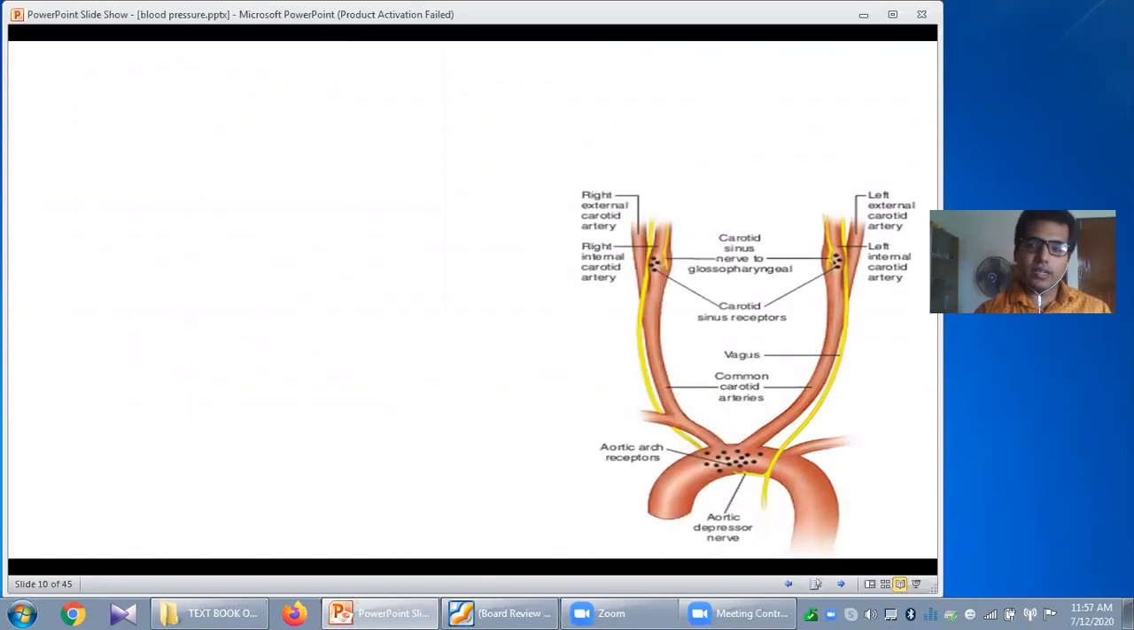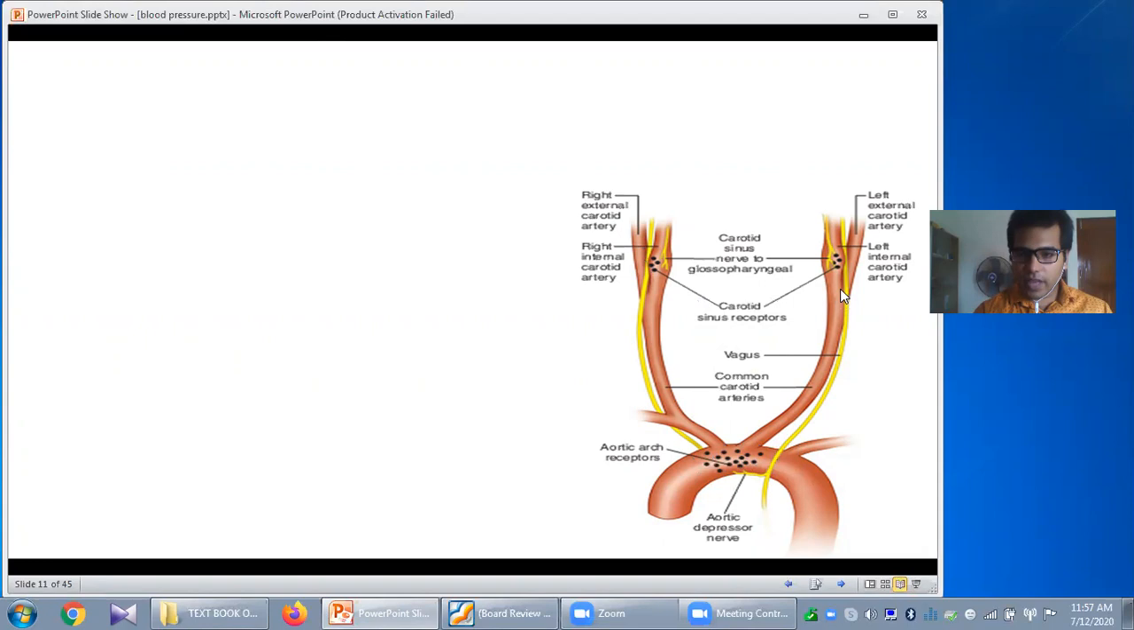Let's see the distribution of the baroreceptors in detail. In this figure, you can see the arch of the aorta, and here is the aortic sinus. It is a little dilated area, and its wall contains the baroreceptors, which are connected to the vagus nerve and send signals to the center via the vagus nerve.